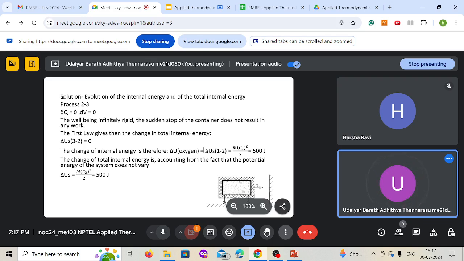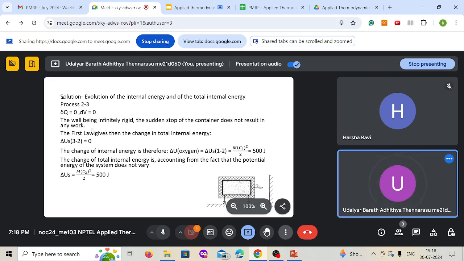Second is process 2 to 3. Here the container goes and hits the wall and comes to rest. The wall being infinitely rigid doesn't undergo any deformation, so there is no work done, and there is no heat transfer because it's insulated. So the first law gives the change in system internal energy as 0, since the energy it had initially is the same at the end of the process.